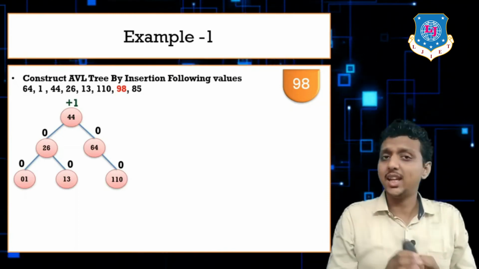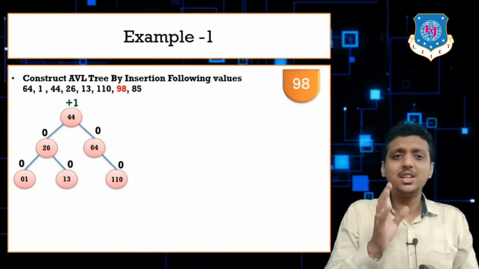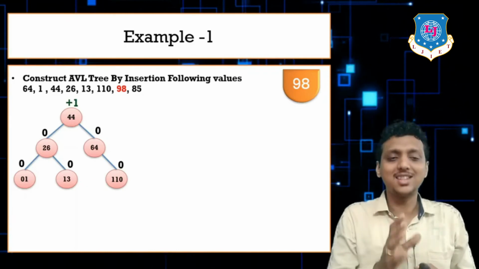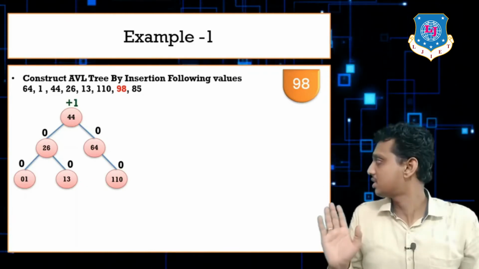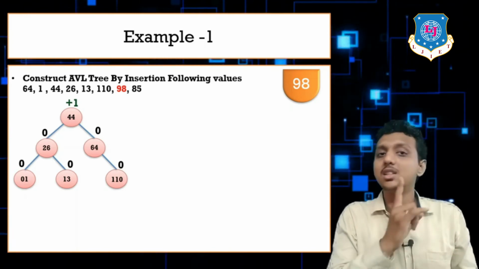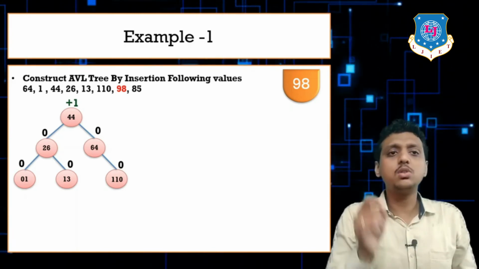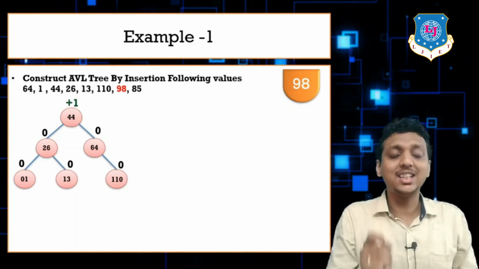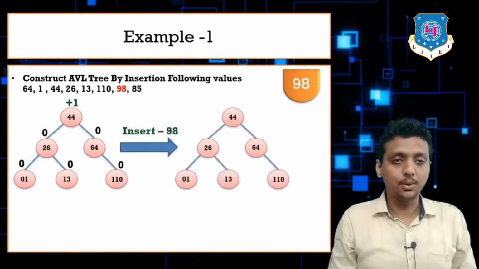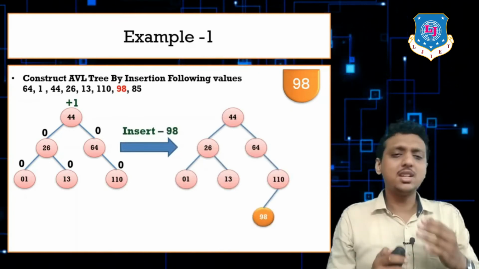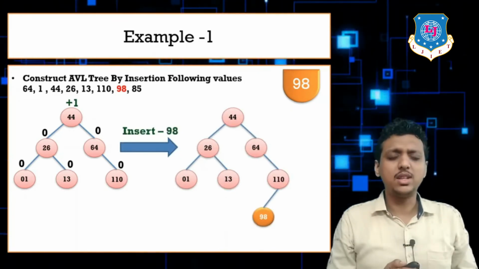So what to do with that? See, is 98 less than 64 or greater than? Yes, obviously it is greater than 64. So you need to move towards the right side of 64. There we find 110. So what you need to do is place 98 on the left side of 110. So here it is, I'm just inserting 98 on the left side of 110.